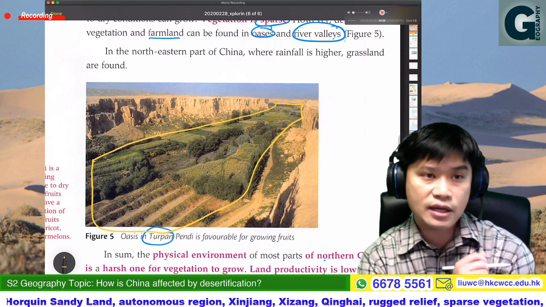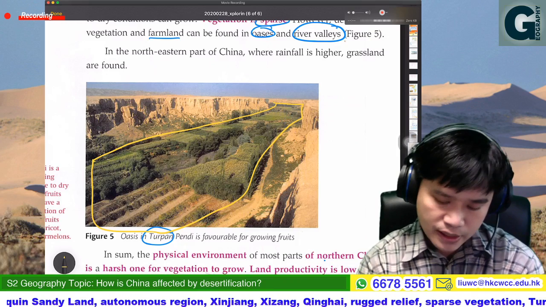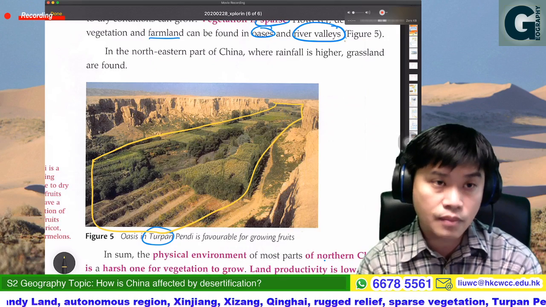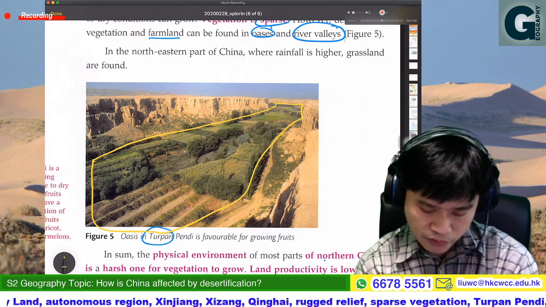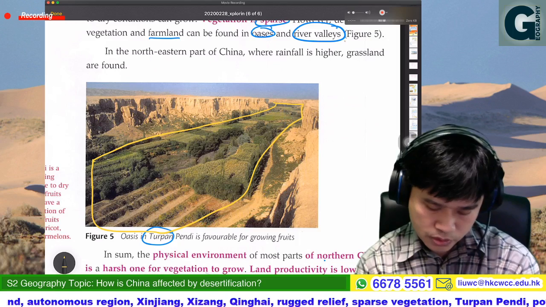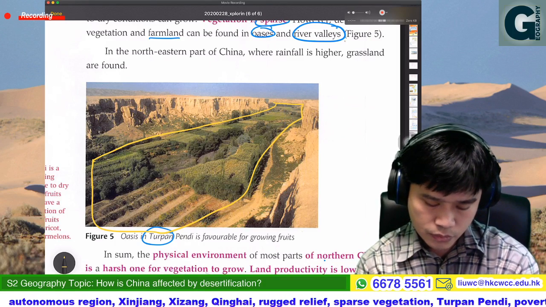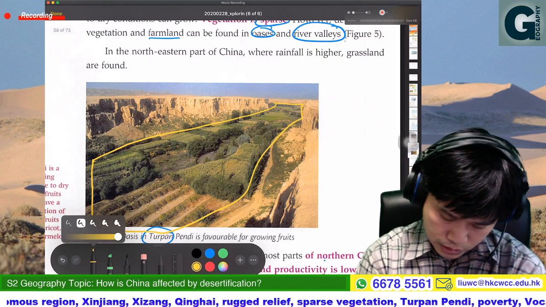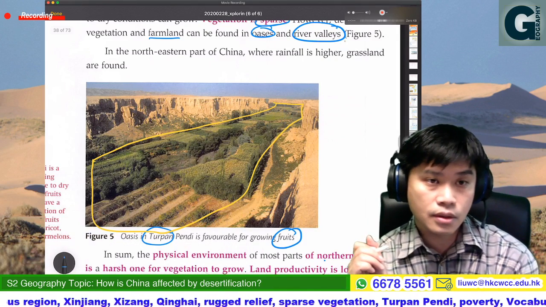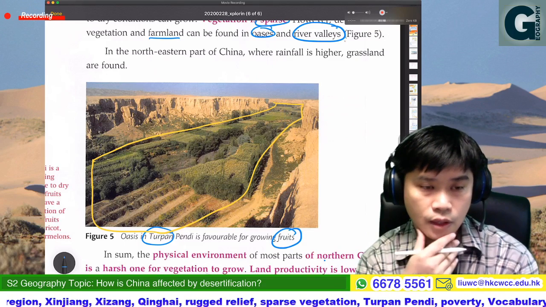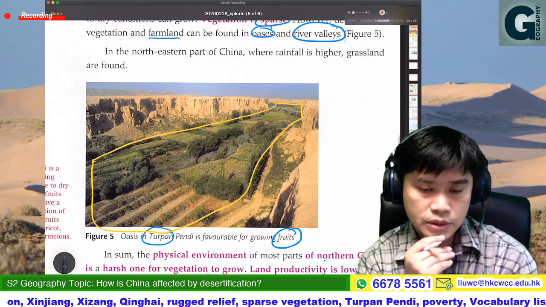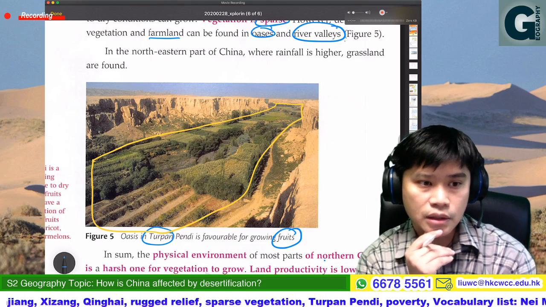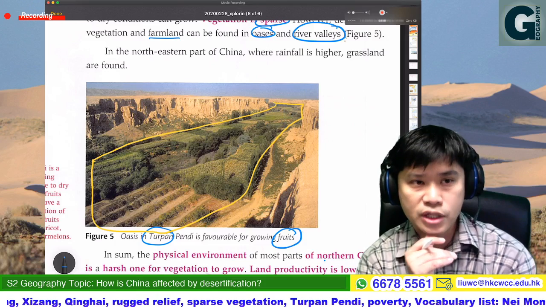So that is a valley here. So therefore, for that place, water could be concentrated mainly in this part. So therefore, the farmers there can grow some crops, especially fruit. I may tell you some fruit that is very famous in the northwestern part of China.